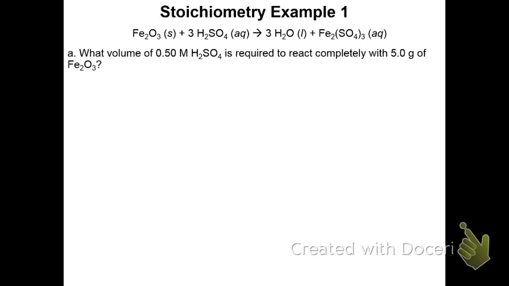So if we look at this reaction of iron oxide with sulfuric acid, we're asked what volume of 0.5 molar sulfuric acid is required to react completely with 5 grams of the iron oxide. So the first step is always to make sure we have a balanced equation, which I already told you that it's balanced. But you should check that for yourself.